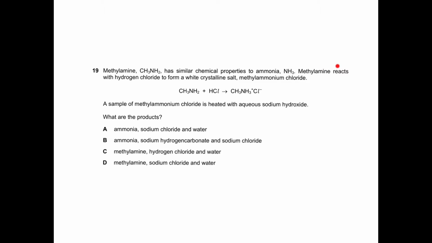Methylamine reacts with hydrogen chloride to form a white crystalline salt, methylammonium chloride. Okay, so as you know, methylamine is a base. So a base can react with hydrogen chloride, which is an acid. So this is a neutralization process. So let's see the chemical equation here.